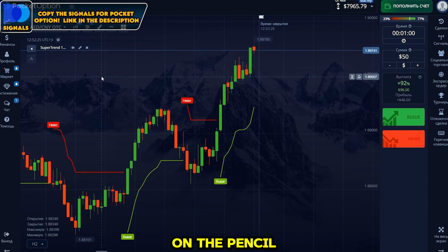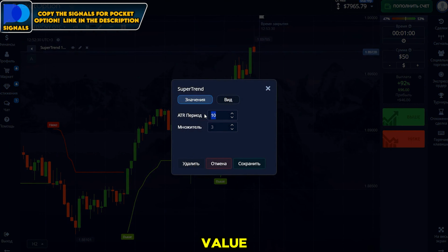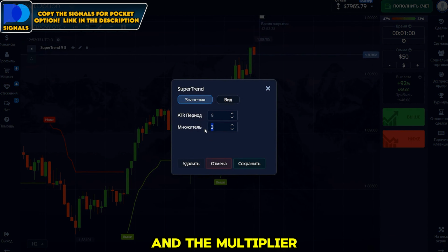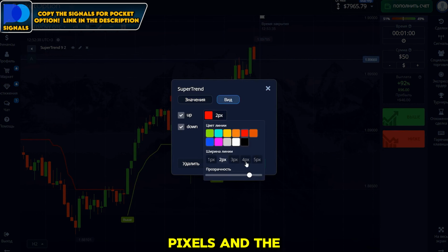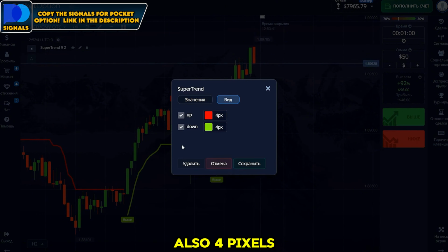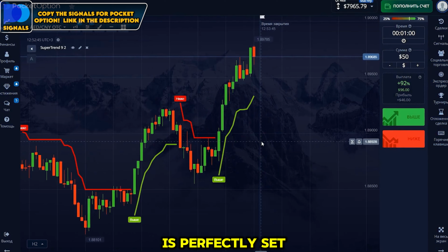Now let's click on the pencil icon and set up our indicator. For the ATR value, we set the period to 9 and the multiplier to 2. Let's go to the view tab and set the first line to 4 pixels and the second line also to 4 pixels. Click the save button. That's it. Now our indicator is perfectly set up.